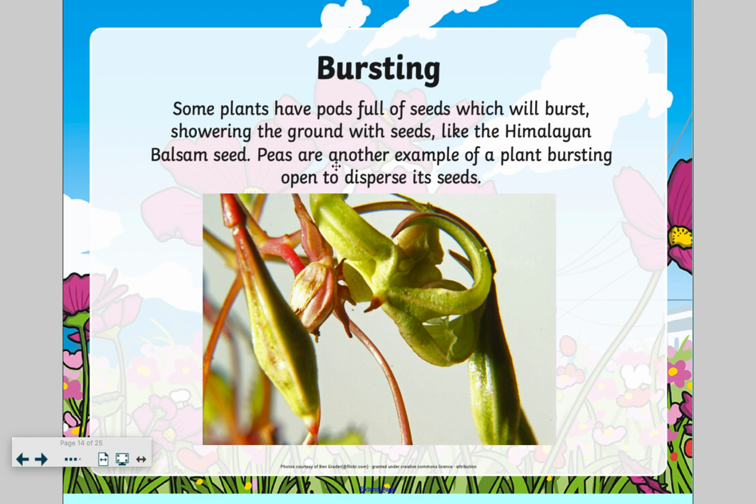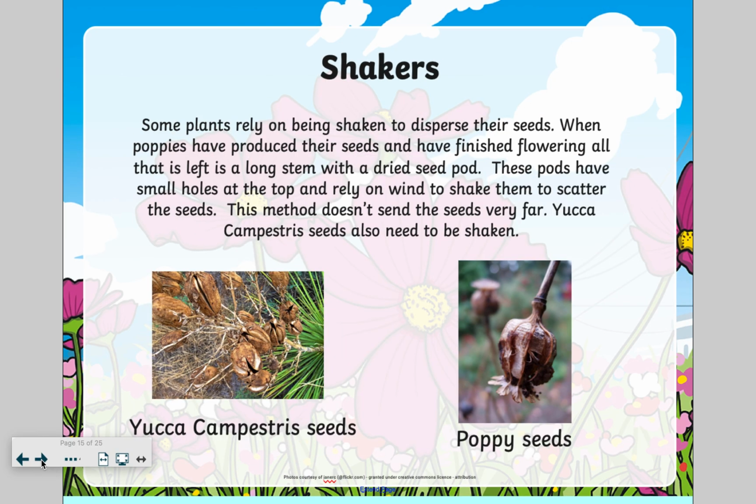Okay, peas are another example of a plant bursting open to disperse its seeds. If ever you've shelled peas, the peas are actually the seed. We eat them, and they pop open, and that helps the pea plant to reproduce and to scatter its seeds. So there you go. Look at that one. This is the Himalayan balsam seed. Amazing. So that's another method, bursting.